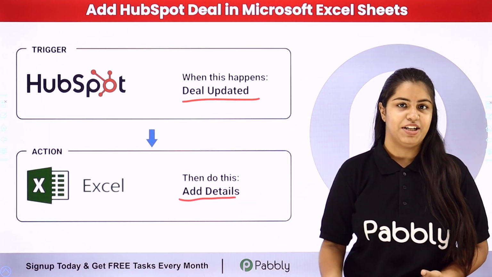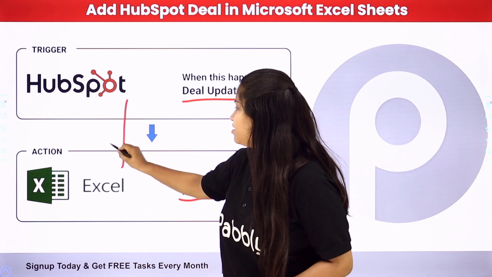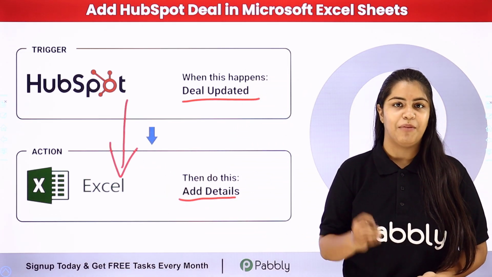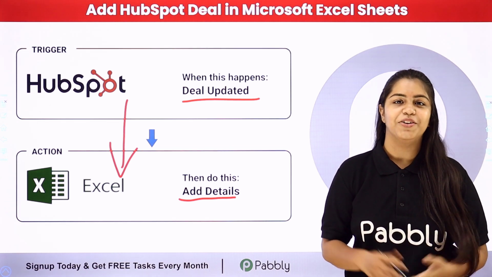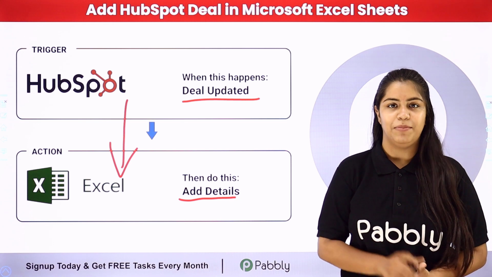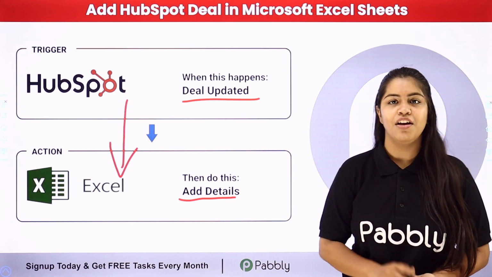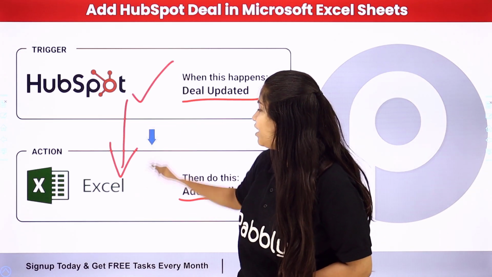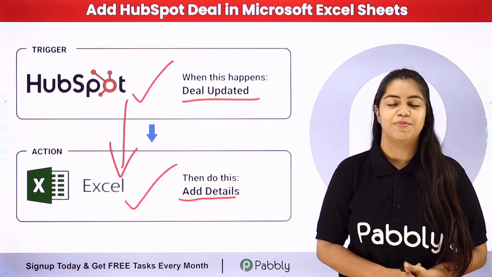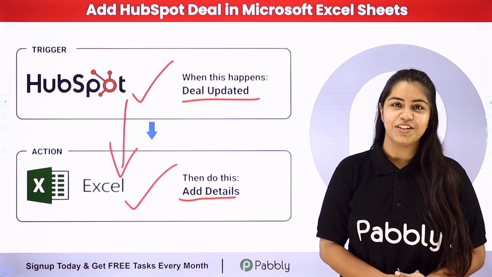For this, we are going to create a connection between our HubSpot CRM and Microsoft Excel. To create this connection without knowing any programming or coding language, we are going to use Pabbly Connect. It is an amazing automation software. So in Pabbly, we have the concept of trigger and action. For trigger, we are going to use HubSpot CRM, and for action, we are using Microsoft Excel. So if you also wish to learn this process step by step, follow me through the screen.